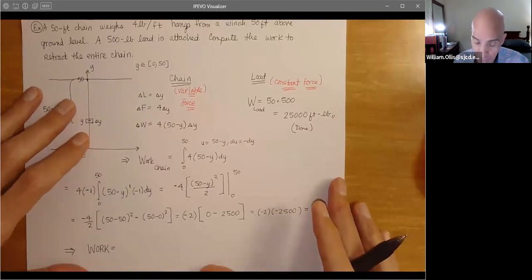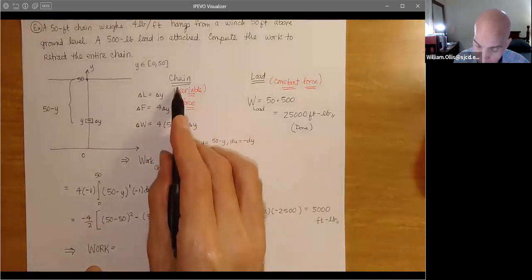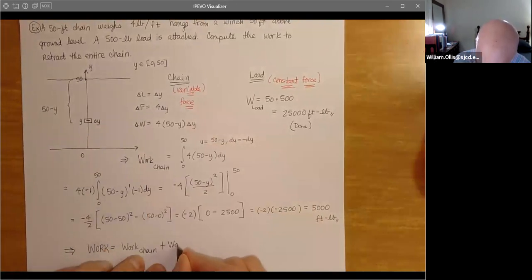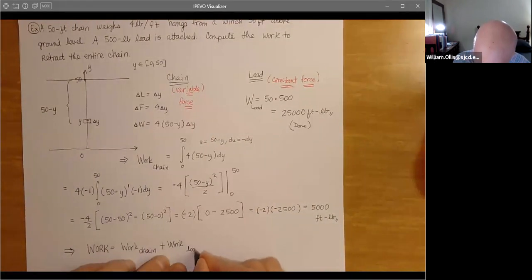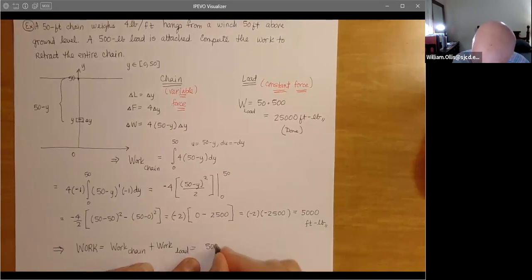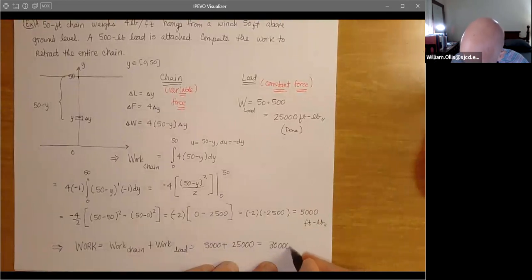And so just remember as you think about these problems, step by step, just as I've tried to teach you to say, okay, here's what we need to do, break it down, and then work forward. So now the total work, again, will be the chain work and the load work. So we say work of the chain plus work of the load. And that will give us the chain work, 5,000, and then the load work, 25,000. And that gives us 30,000 foot pounds.